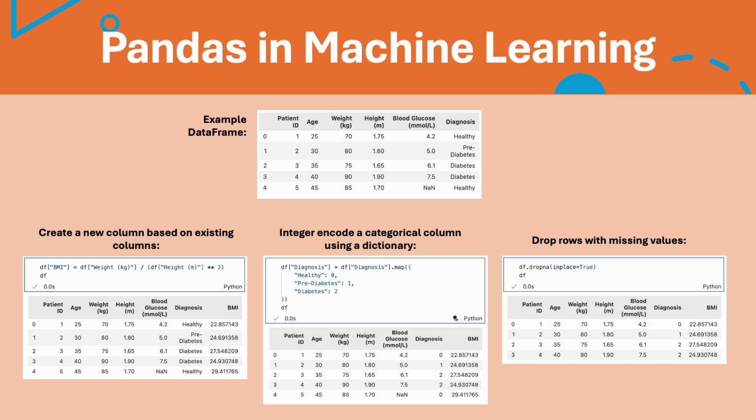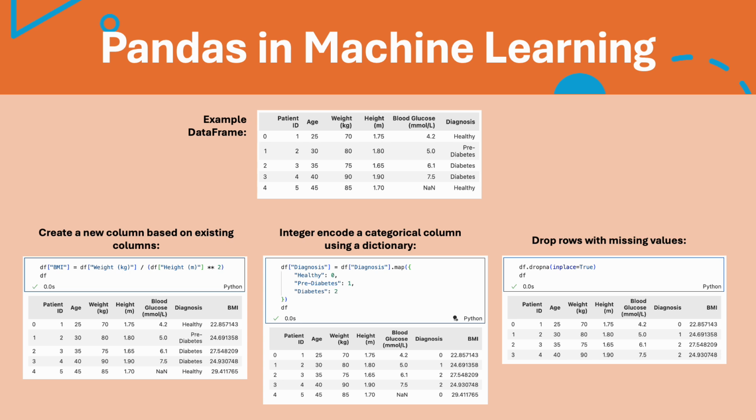You also might need to integer encode a categorical column. So your machine learning algorithm is not going to know the difference between healthy and diabetes. It just knows the difference between numbers, and it doesn't work well with string values. So you'd use a dictionary, which we discussed in the list and dictionary video.